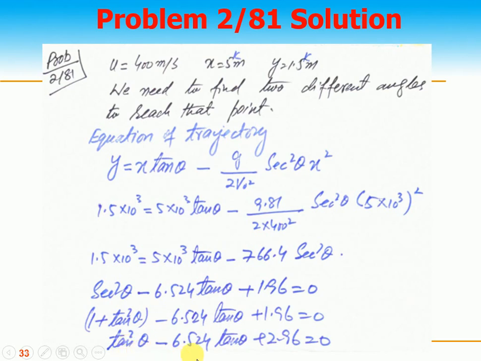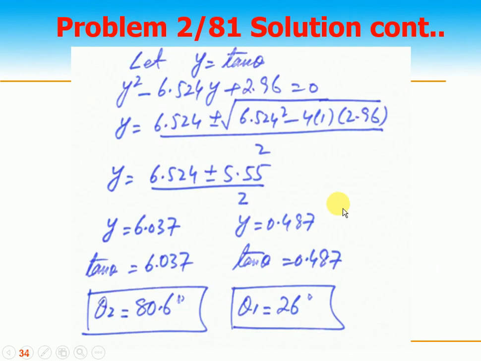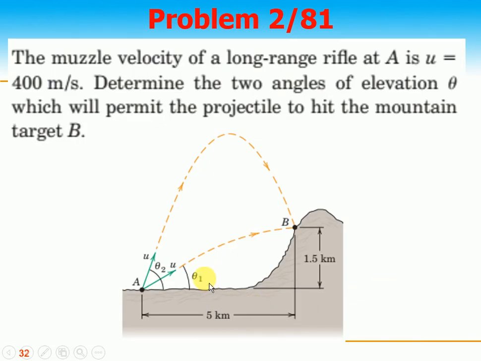Tan squared theta minus 6.524 tan theta plus 2.96 equal to 0. To make your calculation easy, I put y equal to tan theta, so y squared minus 6.524y plus 2.96. This is a simple algebraic quadratic equation. I solve this and get two values of y, which are tan theta, and take the angles. One angle is 80.6 degrees, and the other angle theta 1 is 26 degrees. So at the lower angle, this one is 26 degrees, and this one is about 80.6 degrees.